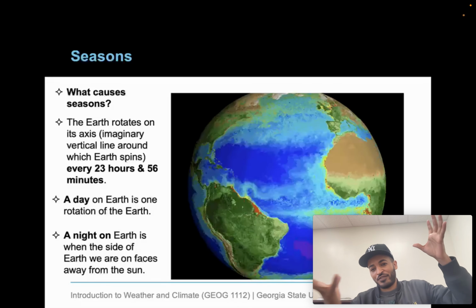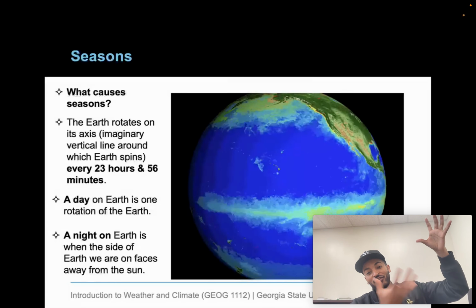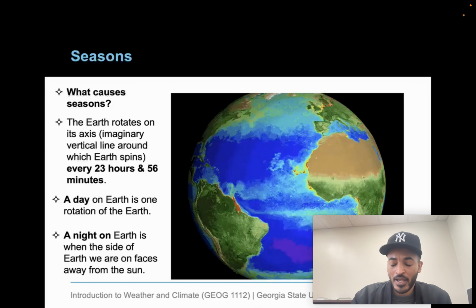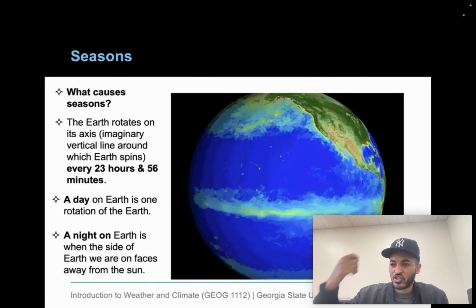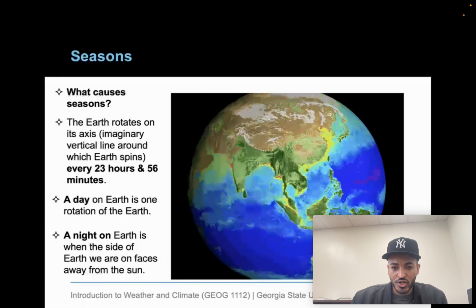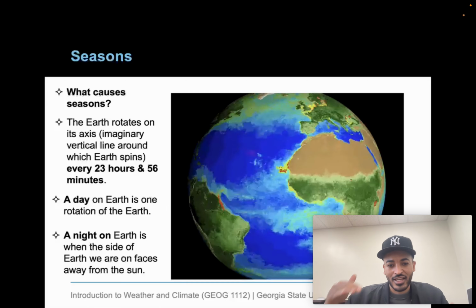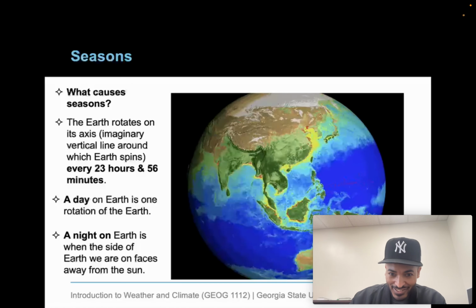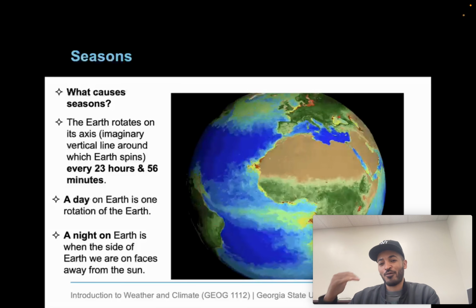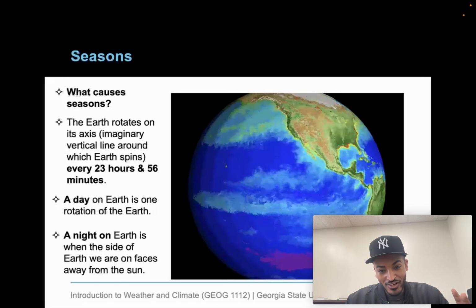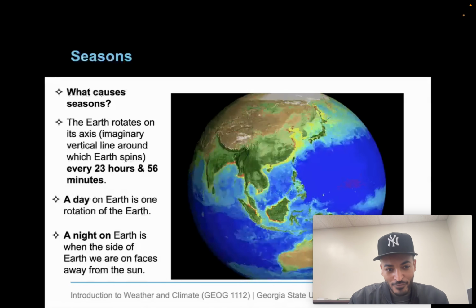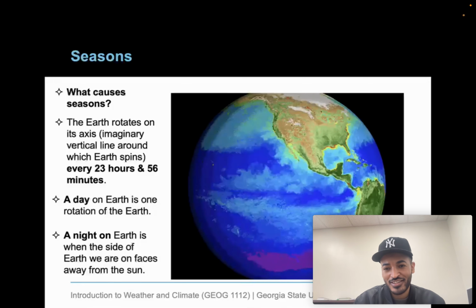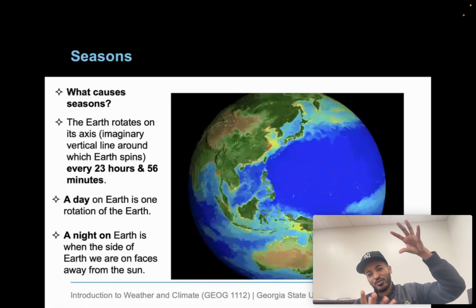and so a different portion of the Earth throughout the year is exposed to a different amount of solar radiation. Of course, that triggers changes in vegetation, temperature, and precipitation patterns, and that controls the length and how pronounced the seasons are, depending on where you're located. So a day on Earth is one rotation of the Earth on its own axis, right?